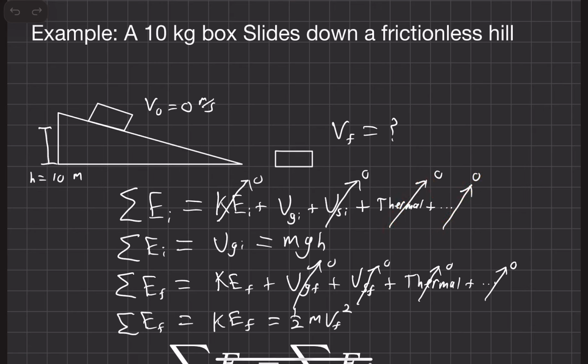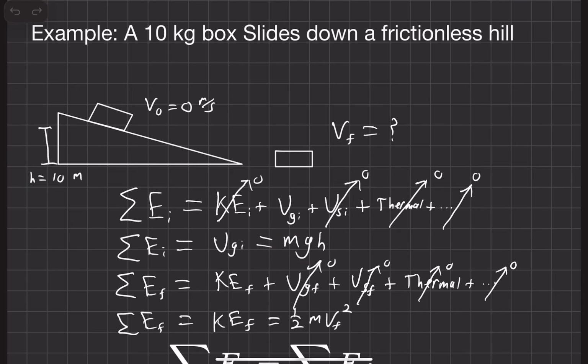So the only source of energy that this object has, the only thing that's going to cause it to gain kinetic energy, is by losing some potential energy. In this case, it's going to be gravitational potential energy. So what we can do is write all of these to go to 0. And what we get left with is that the sum of all initial energy is equal to the initial gravitational potential energy, which is just equal to mgh.